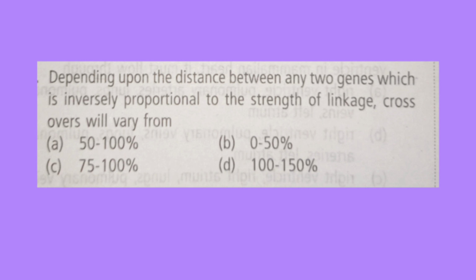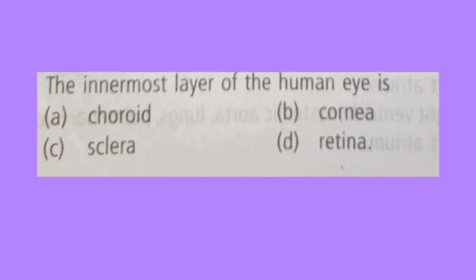And the next question is, depending upon the distance between two genes, which is inversely proportional to the strength of linkage, crossover will vary from? So the correct answer is option B, 0 to 50%. Question is, the innermost layer of the human eye is? So the correct answer is option D, retina.